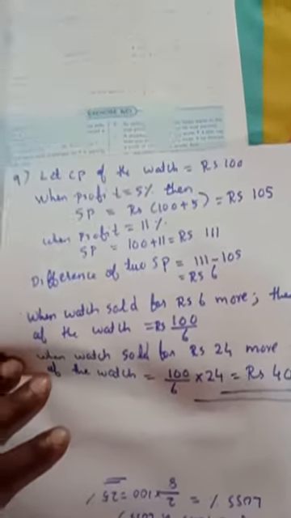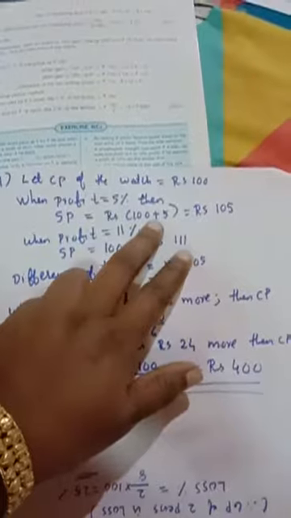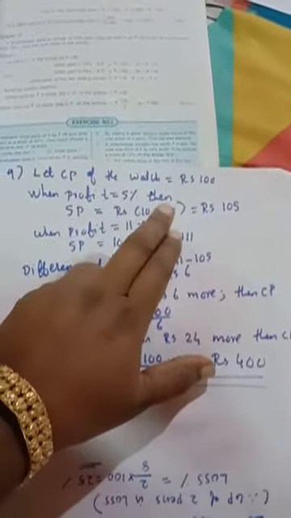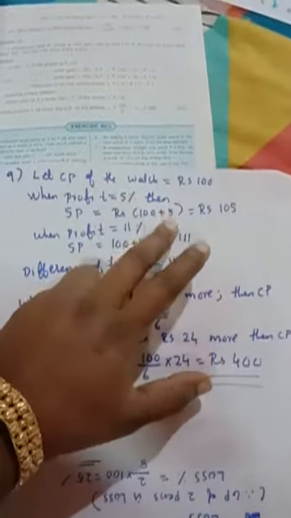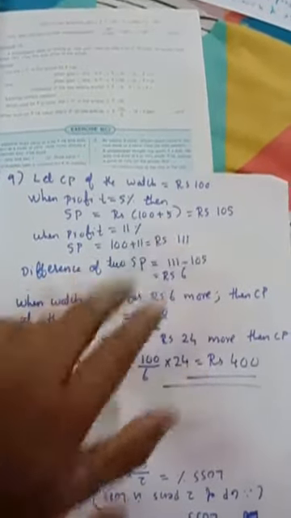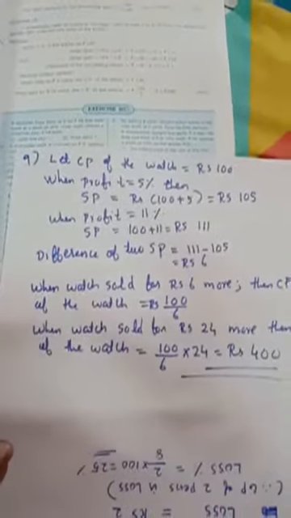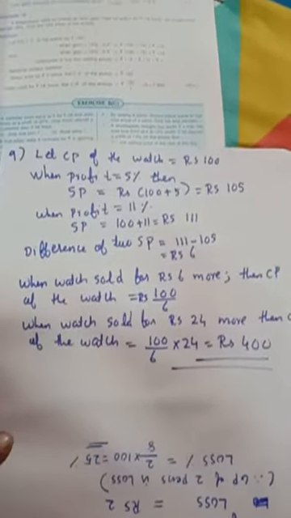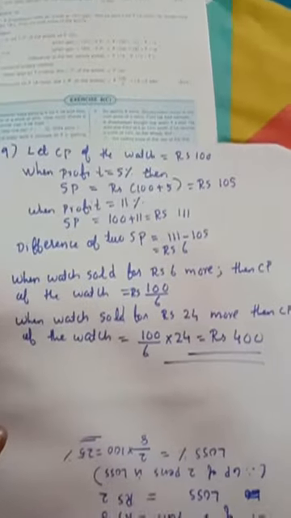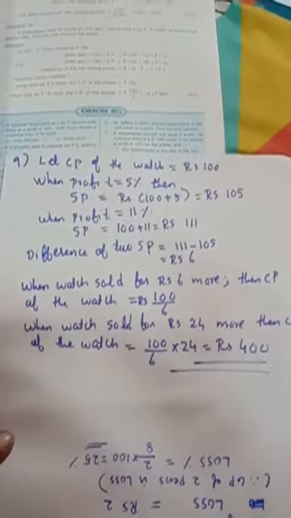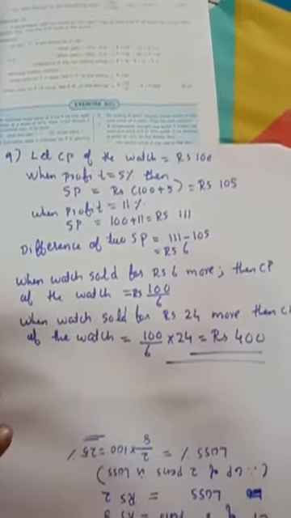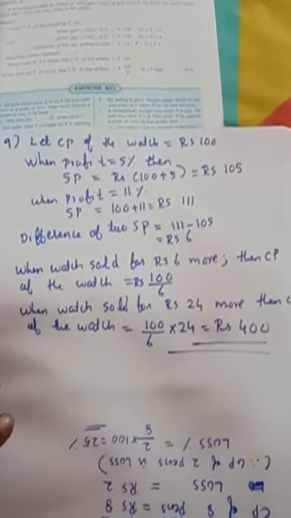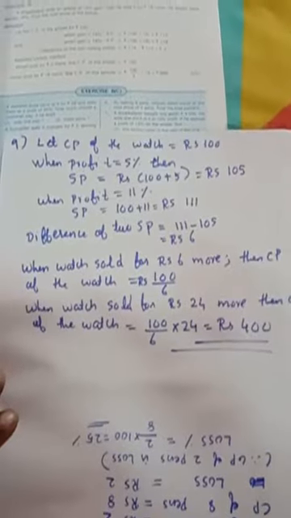But here I wrote directly because 5% of 100 is 5. 5% increase, 5% of 100 is 5. Then 100 plus 5 is 105. When profit is equal to 11%, what is the SP? 100 plus 11, 111. So the difference of these two SPs: 111 minus 105, rupees 6.